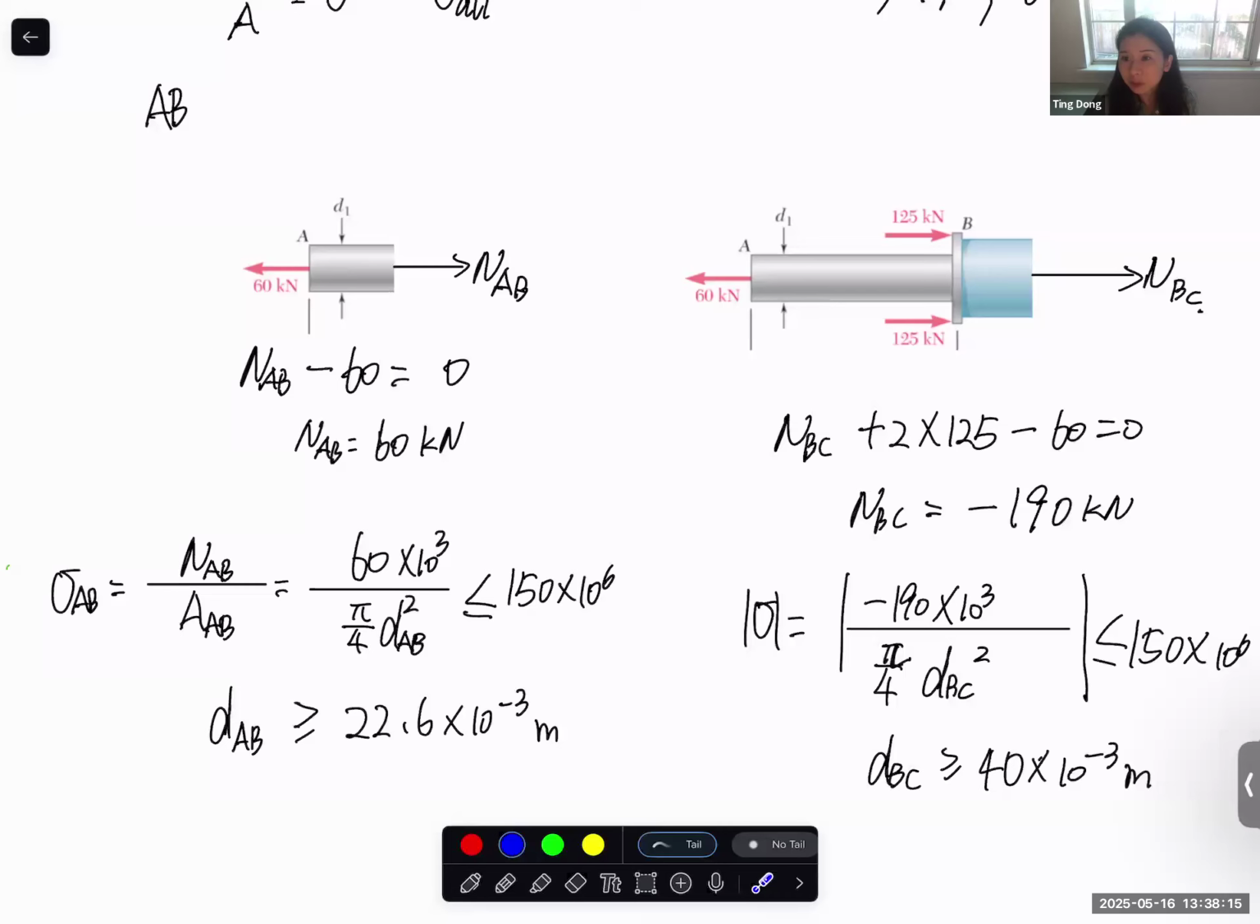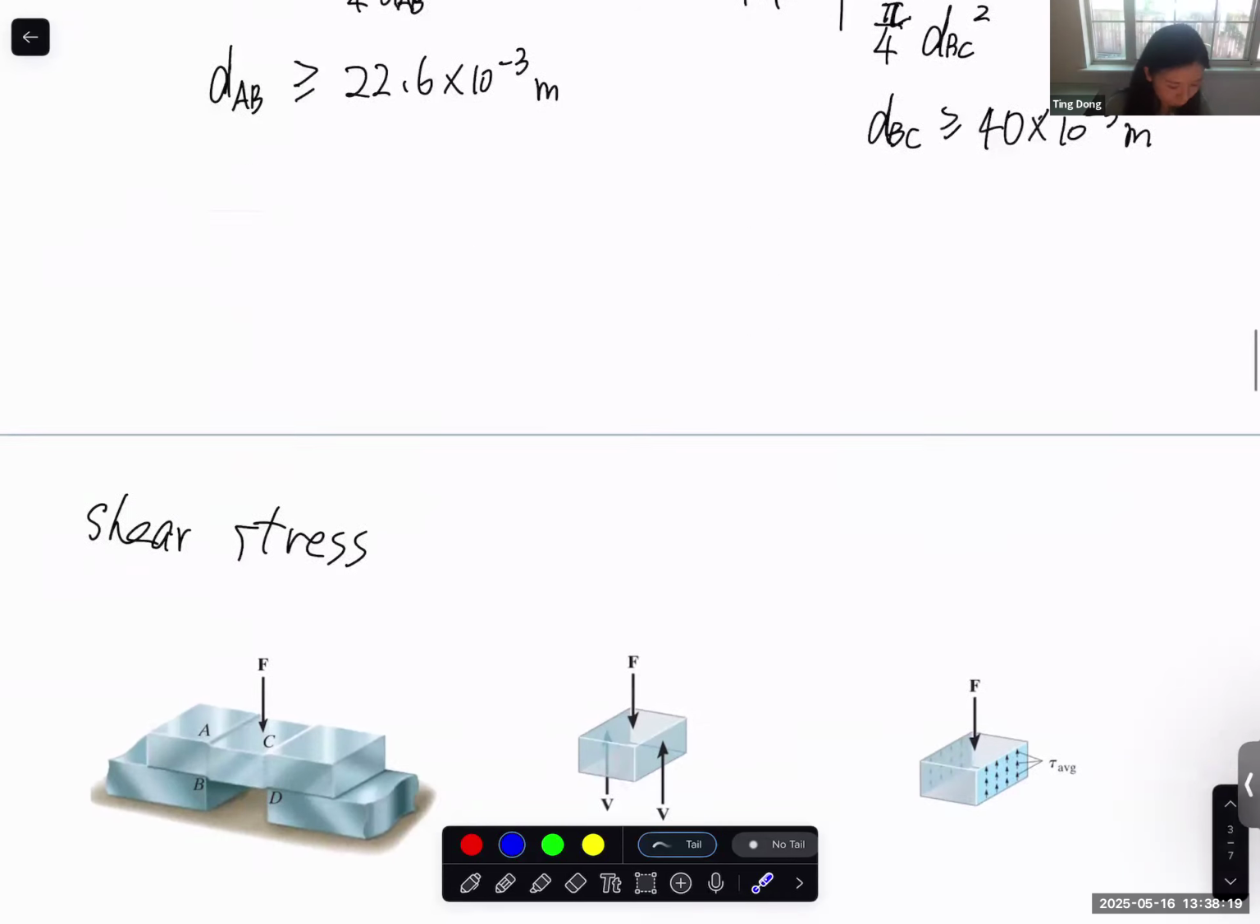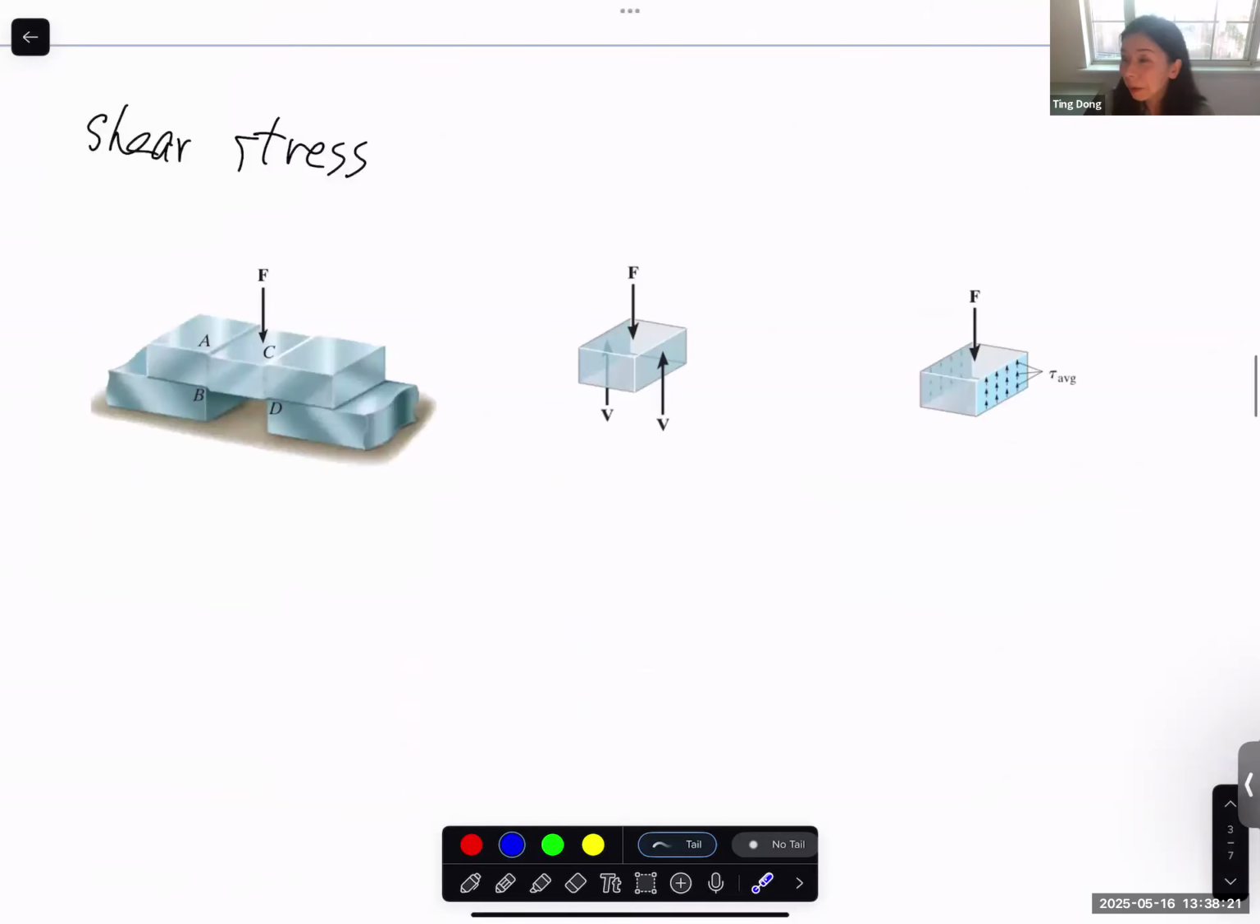Diameter should always be positive. There's no negative diameter. Okay, so let's move on to the next topic, shear stress.